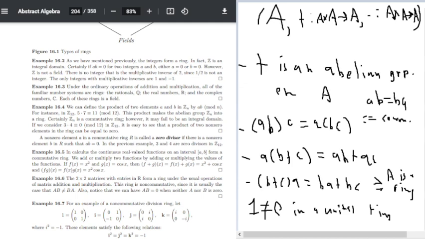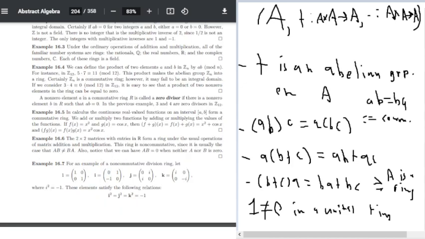Example 16.3. Under the ordinary operations of addition and multiplication, all the familiar number systems are rings: the rationals, the real numbers, and the complex numbers. Each of these rings is also a field. Example 16.4. All this is going to be similar to what I showed last time. We can define the product of two elements a and b in Z sub n by ab mod n. For instance, in Z sub 12, 5 times 7 equals 11 mod 12.